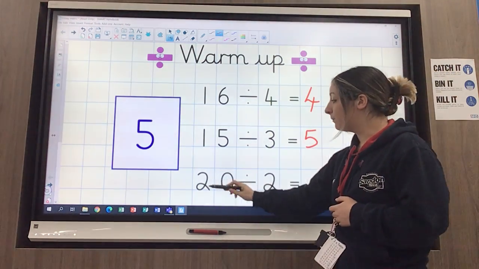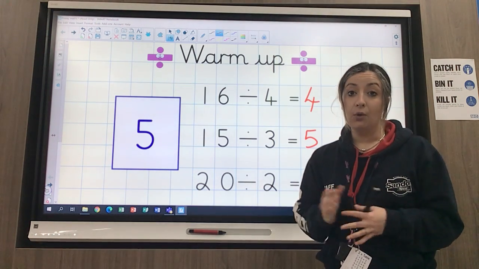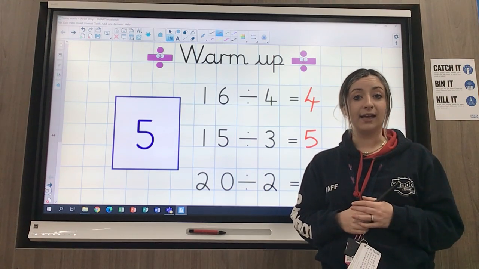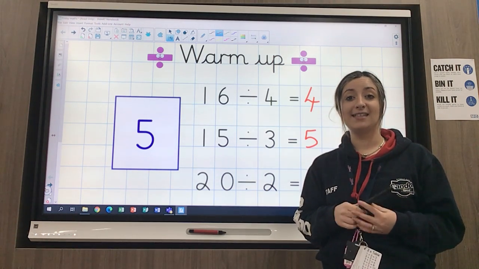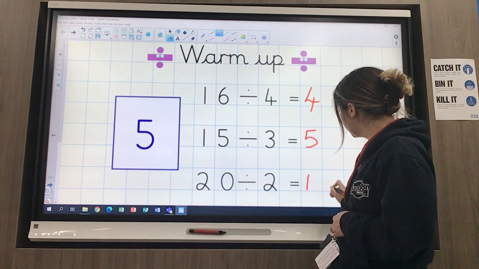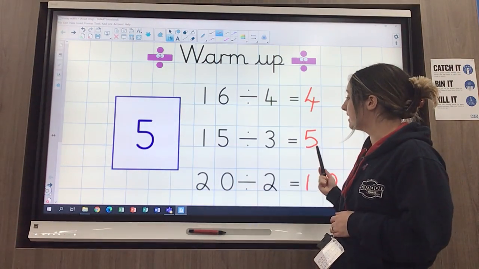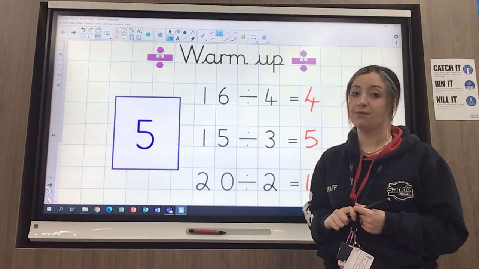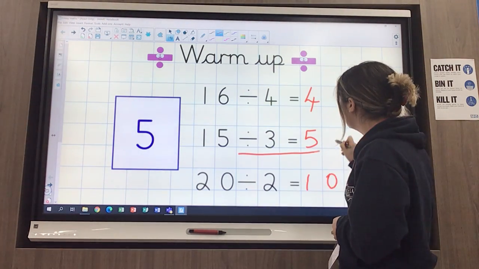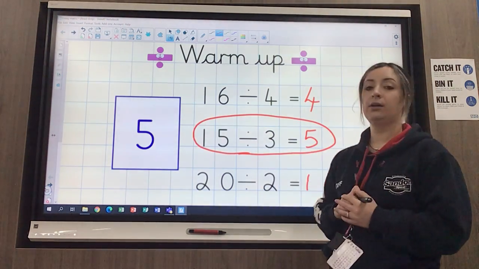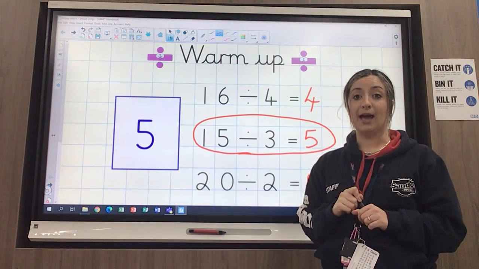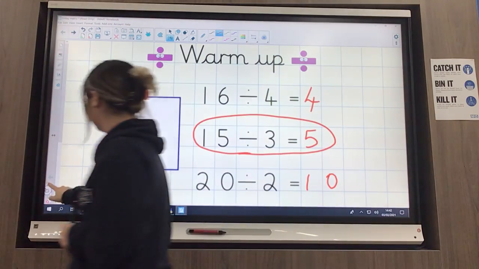And finally, we come on to 20 divided by 2. We have spoken about dividing by 2 this week, and that means that we are halving. So half of 20 is 10. And you can see from the board, we've got one answer here which has the same answer as the large number on the other side of the screen. So I'm going to circle this number here to show that this is the corresponding number sentence to my answer. Okay.